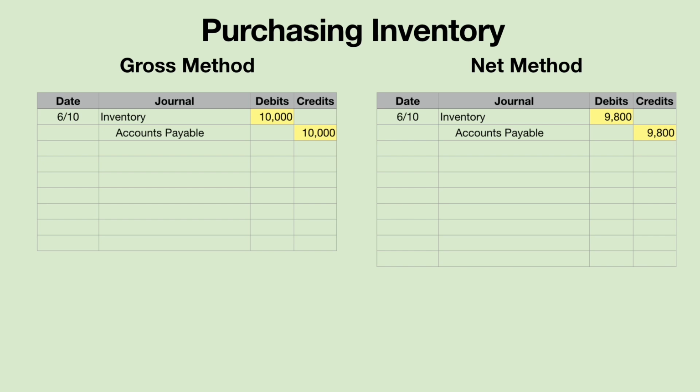But it doesn't matter how you set it up. You can set it up either way. If in the first method, in the gross method, you later pay $9,800, then you have to adjust the inventory account for $200.